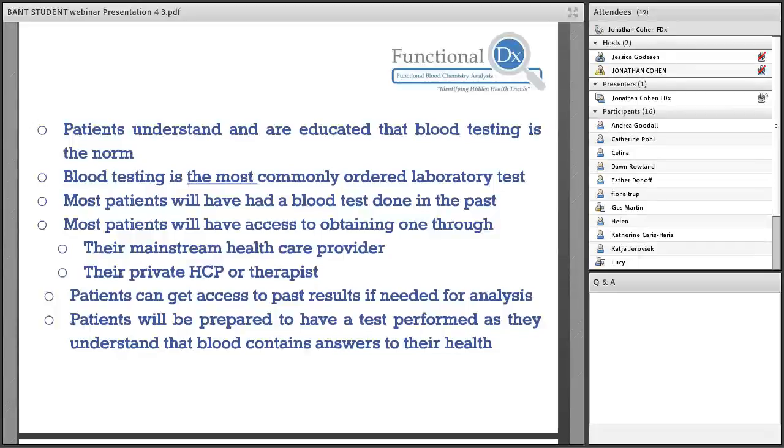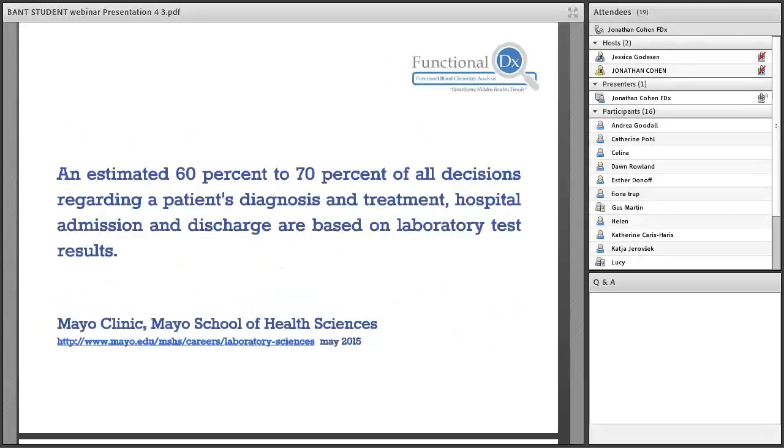And we know that in the field of healthcare, many doctors and healthcare professionals do not recognize functional tests like organic acid testing, stool analysis, heavy metal toxicity testing. But blood is a universally accepted medium for investigation and health. And so it's a fantastic way for us as therapists to use to work with doctors, to work with our patients.